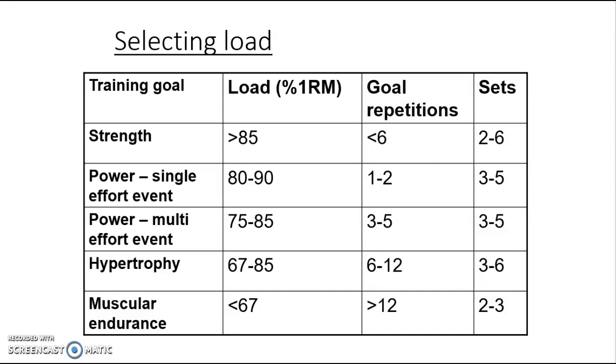So here's our table where if we're working strength, you can see it's 85% of our 1 repetition max. If we're working muscular endurance, it's 67% of our 1 repetition max. Greater than 12 reps for endurance, less than 6 reps for strength. So be aware of that.